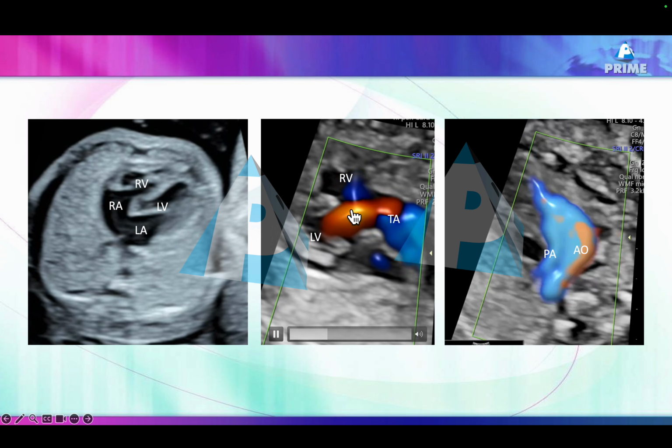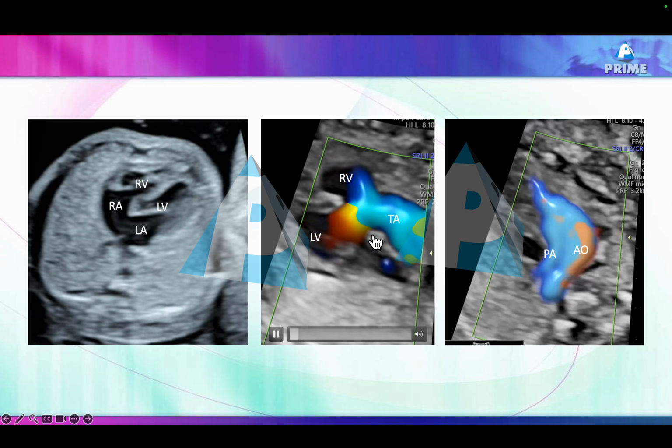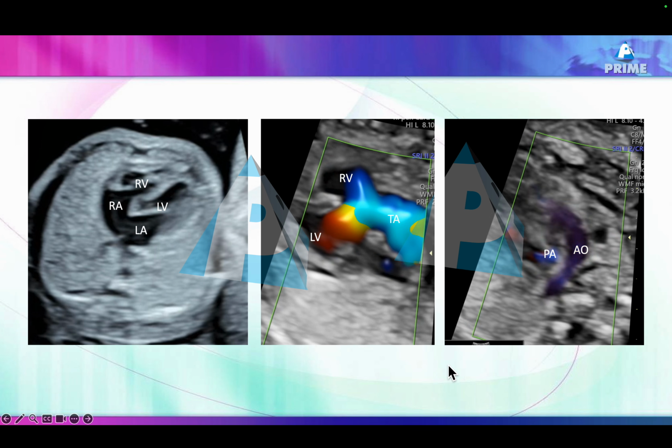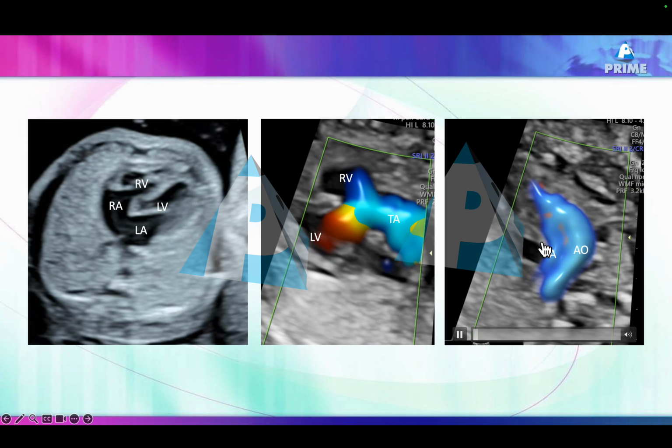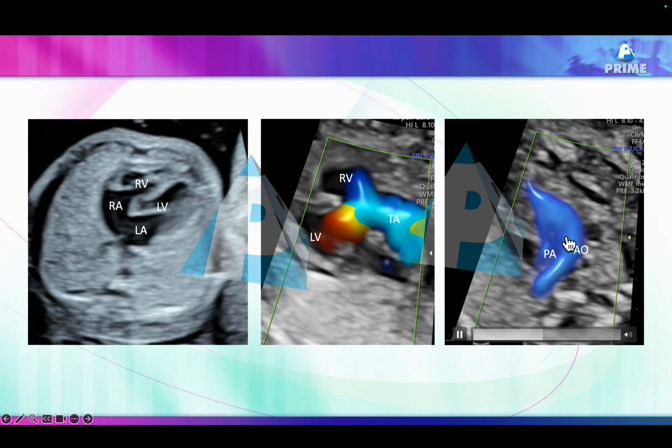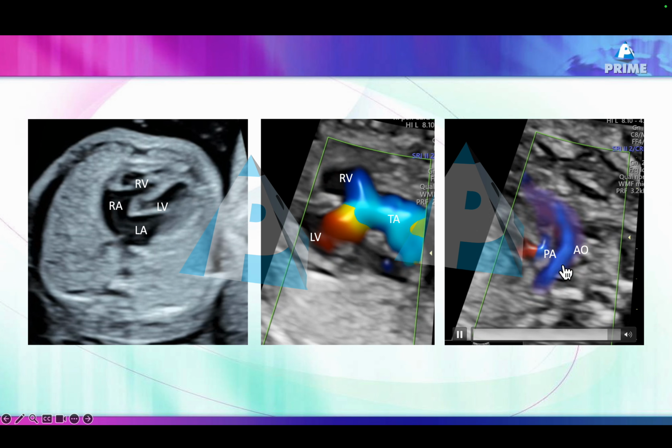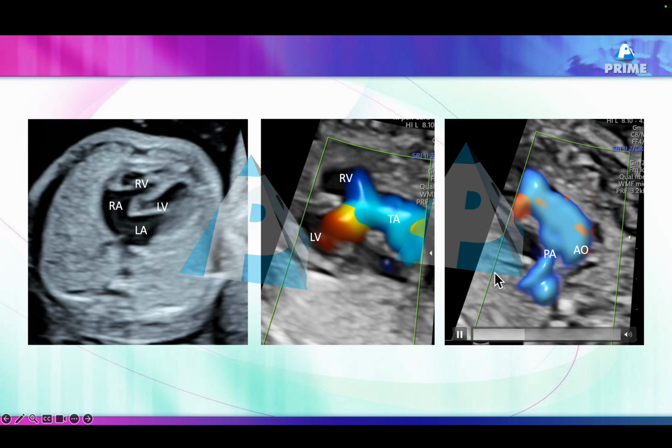You see the blood flow going from LV and RV into that overriding vessel, single vessel. When we see the vessel going up, it bifurcates into two, a pulmonary artery and an aorta, and that means this is a common arterial trunk.